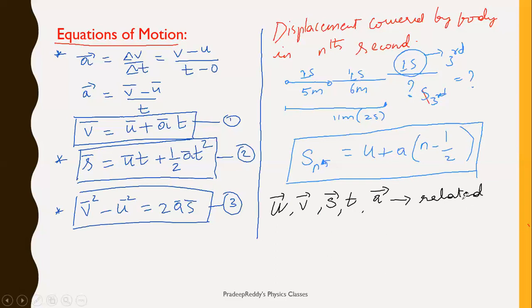Now, if you see those relations, they are all assumed to be equations which describe the motion of the body. So therefore, these equations are called kinematic equations or equations of motion. Now, in the next coming slides, we will be solving a few problems based on equations of motion.